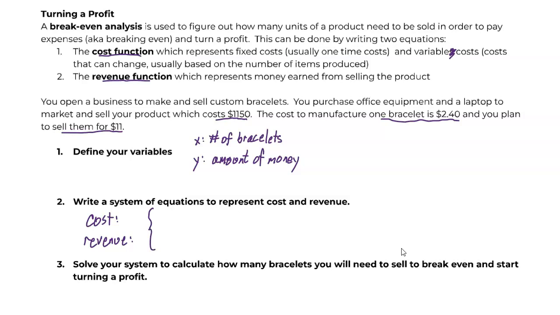So cost. In the story, we're told that the total cost, or total amount of money that we're spending to run this business, is $1,150 to buy the equipment and the laptop, plus it also costs us $2.40 per bracelet. There's an equation. It's sort of like slope-intercept form if you just switch the two terms around. Okay, now let's make a revenue equation. Revenue is also talking about money. So the amount of money that is revenue is $11 per bracelet that you sell. And we're using the letter X to be the number of bracelets that we sell.